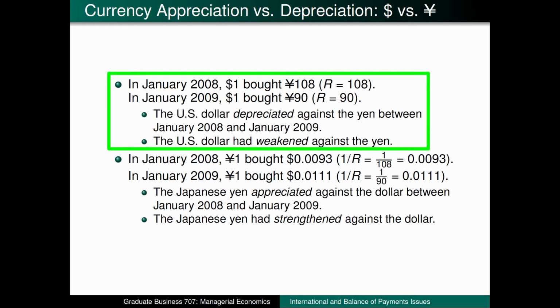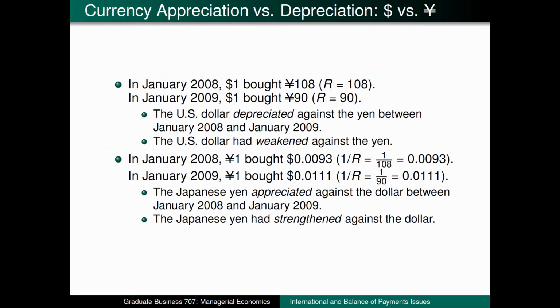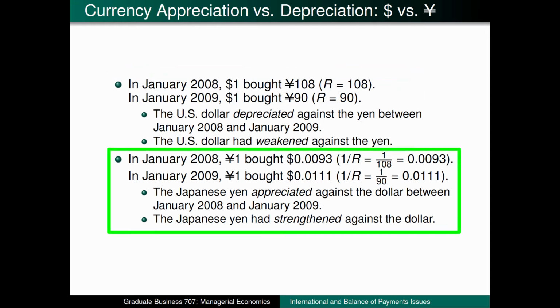Notice that this case is represented as a decrease in R, meaning that the US dollar bought less Japanese yen in January 2009 versus January 2008. Again, if this happens, we could say that the dollar had become weaker over time. Conversely, the same numbers suggest that the Japanese yen has gotten stronger.